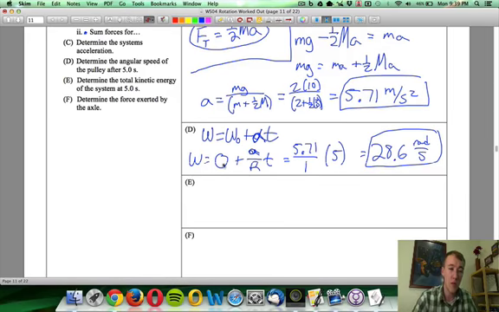Part E, we actually haven't learned part E yet. It says determine the total kinetic energy for this system at 5 seconds. I'm still going to do it because we're going to learn it eventually, but you don't know how to do this yet, so don't feel overwhelmed.